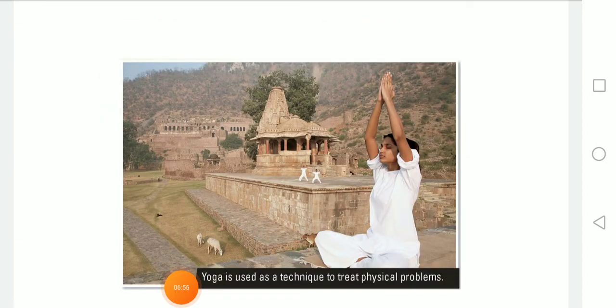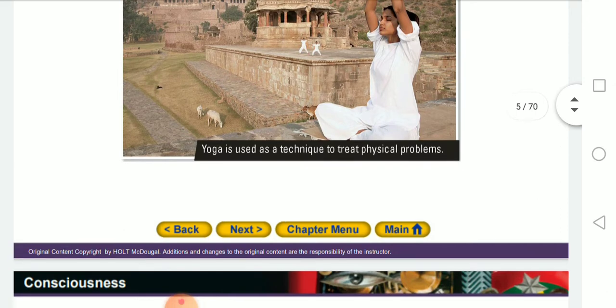Yoga is used as a technique to treat physical problems. We know that we can use yoga as a technique here to treat some physical problems, and we can also use this kind of yoga.